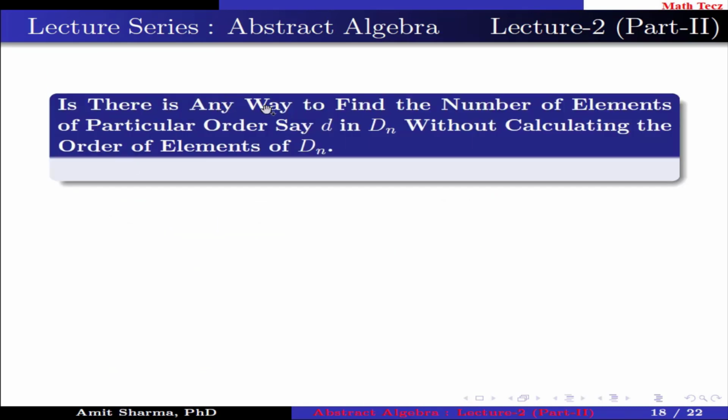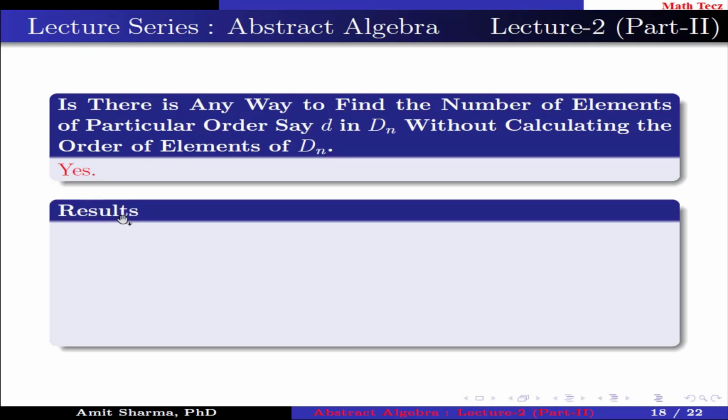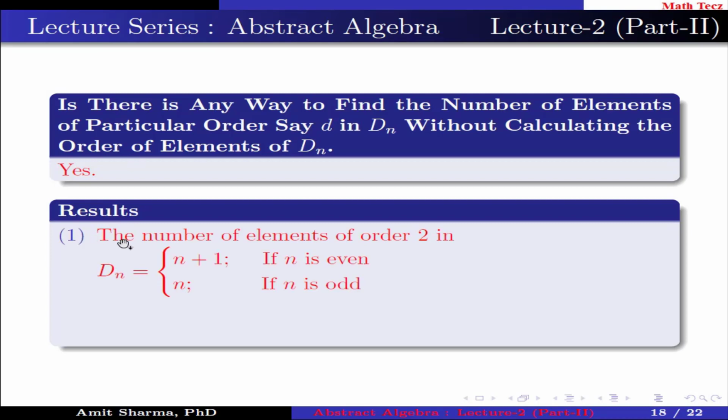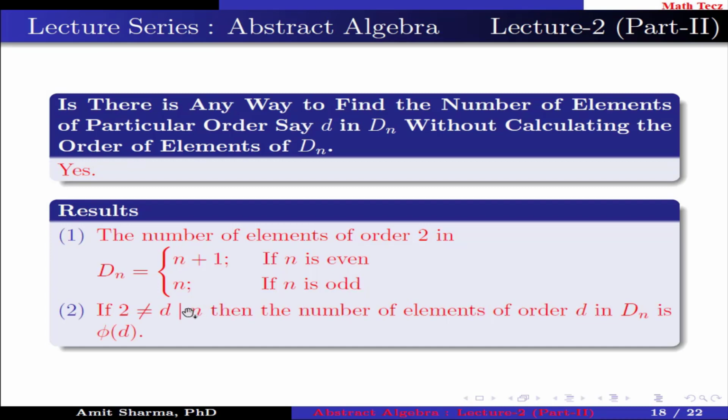Is there any way to find the number of elements of a particular order, say d, in Dn, without calculating the order of elements of Dn? Answer is yes. Results. Number 1. The number of elements of order 2 in Dn is equal to n plus 1 if n is even, n if n is odd. If d not equal to 2 divides n, then the number of elements of order d in Dn is phi of d.